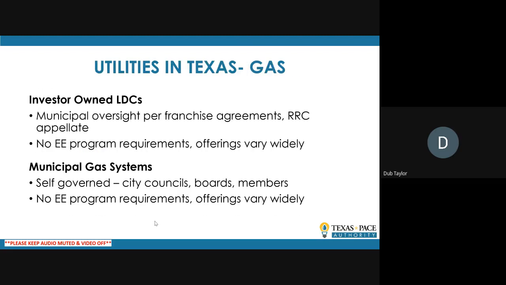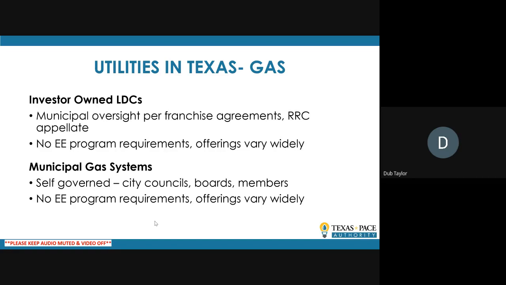Gas utilities, investor-owned LDCs, most of these are first subject to municipal oversight. That is where they have a franchise agreement with a city or an incorporated area. If that city decides that they want the natural gas company to offer incentives for commercial energy efficiency, that can be part of it. Some do, some don't. We'll go into that. And then there are no energy efficiency program requirements. Again, unlike the investor-owned utility service territory. So a wide variation in what's offered.